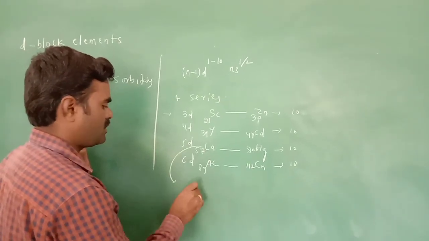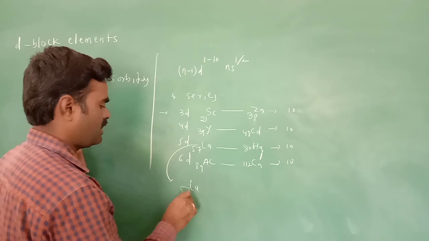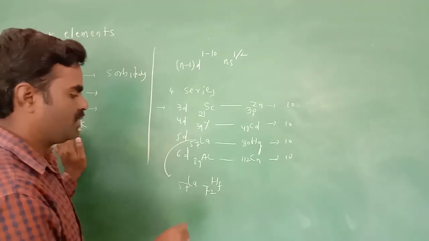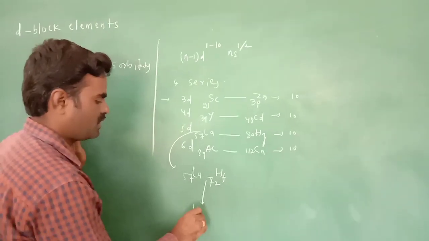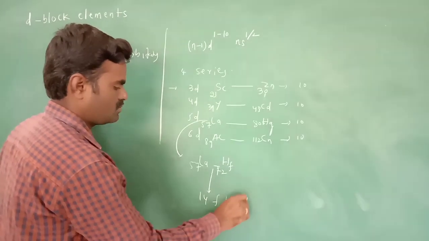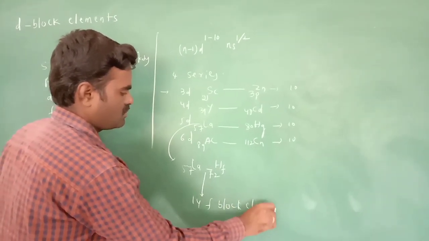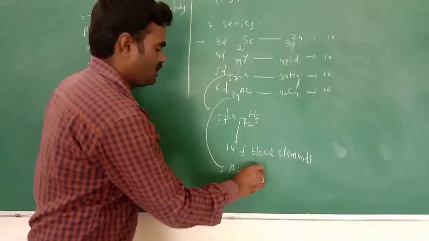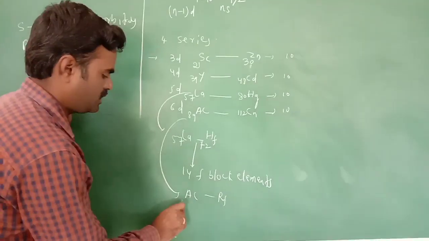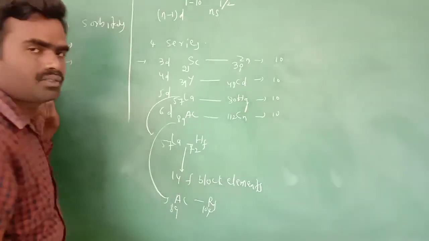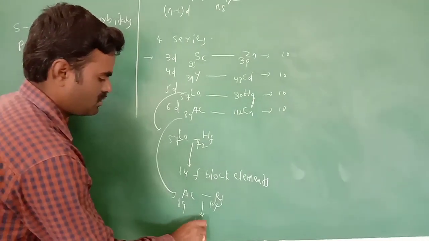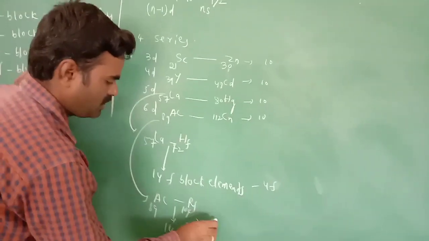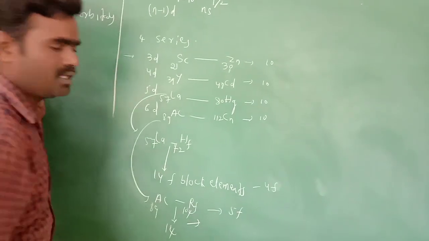When we come to the 5D series, in between lanthanum and hafnium, lanthanum 57 and hafnium 72, between 57 and 71, the 14 F block elements are present. In between actinium and rutherfordium, 89 to 104, again 14 F block elements are present. These are the 4F series elements, and these are the 5F series elements.